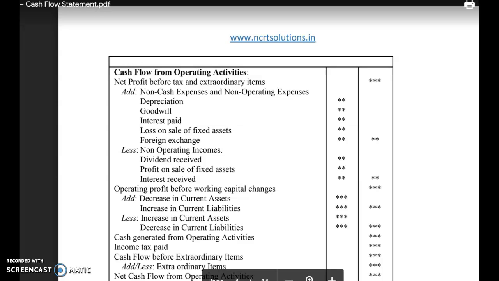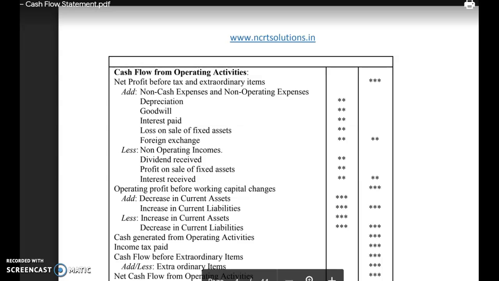As you all know, the cash and cash equivalent items are basically part of the current assets and current liabilities. So we do not include their effect here, because their effect will be taken in the cash and cash equivalents. So except the items of cash and cash equivalents, we will take the effect of the remaining current assets and the remaining current liabilities.